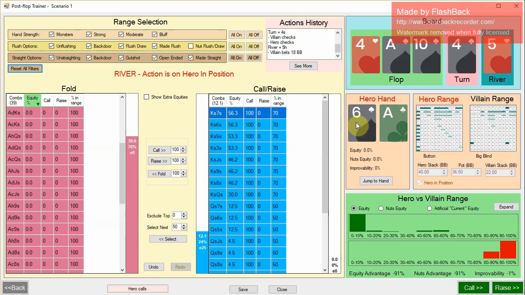And if we jump to the hand, ace-6 of spades, we can see that's in the middle of the hands that we should definitely be folding. And in reality, when I played this hand a few years ago, I called with this hand on the river, which I think based on this analysis would indicate that that was a clear mistake. Thanks for watching.